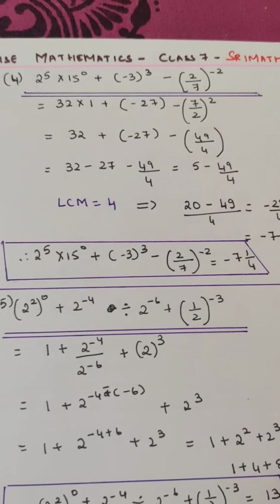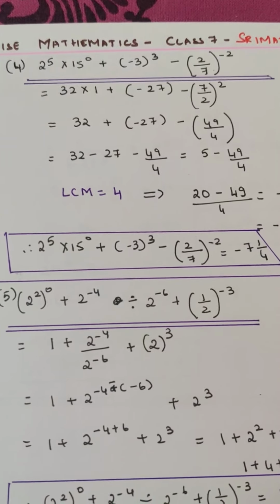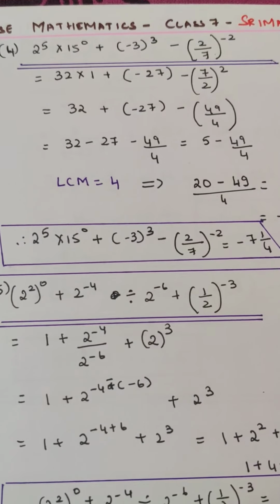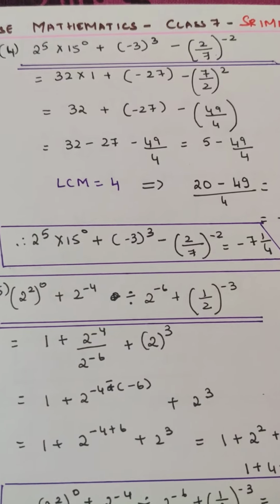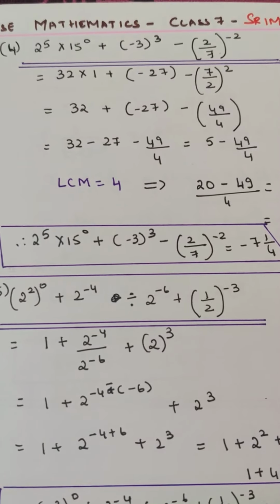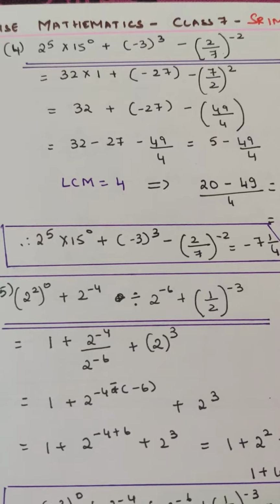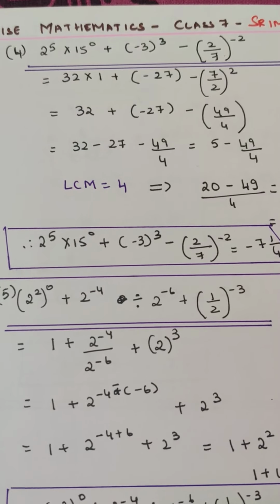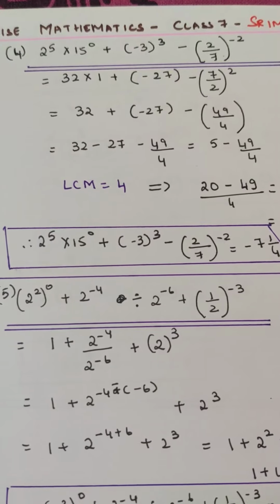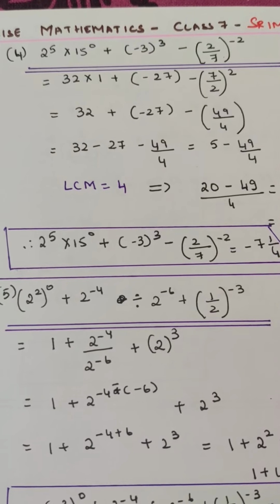Let's move on to the next one, the fourth one. 2 to the power of 5 into 5 to the power of 0 plus minus 3 to the power of 3 minus 2 to the power of 2 by 7 to the power of minus 2. So it becomes 32, 2 to the power of 5, into 1 plus minus 27 minus of, I have done 7 by 2 because it's minus 2. So I make 7 by 2 to the power of 2.